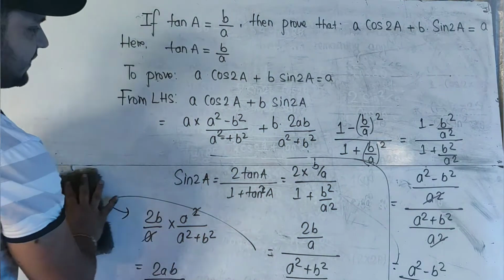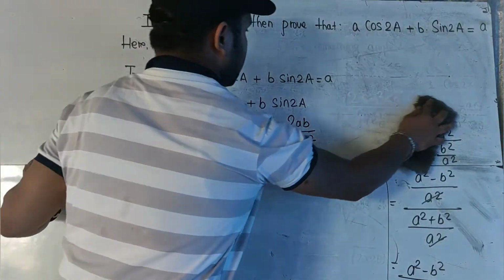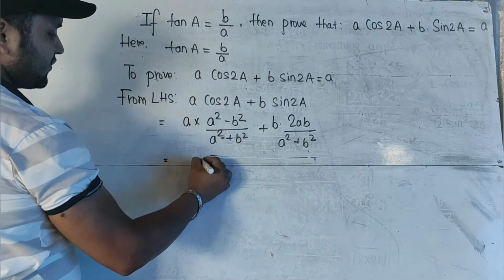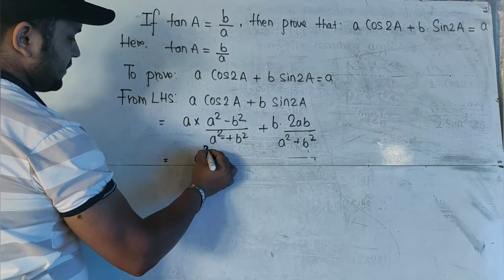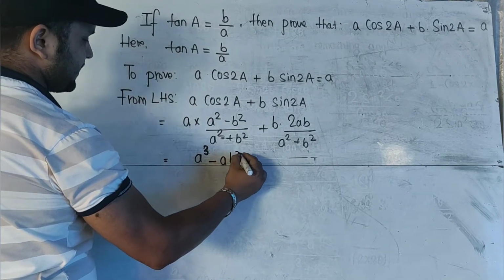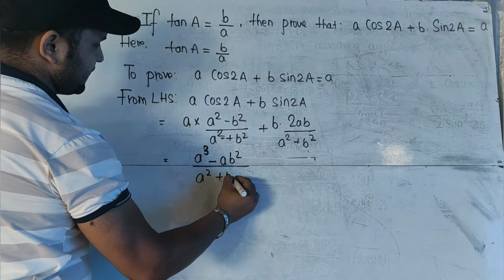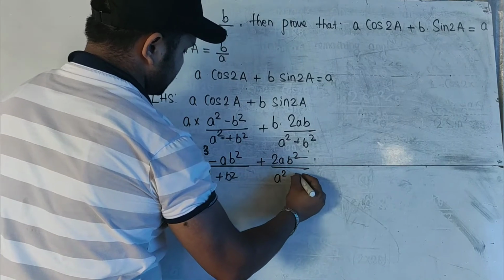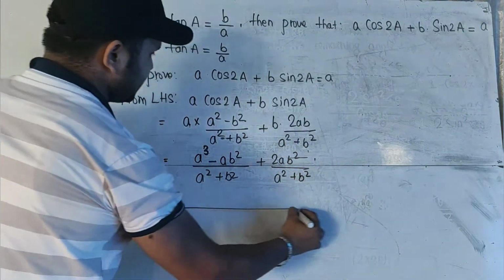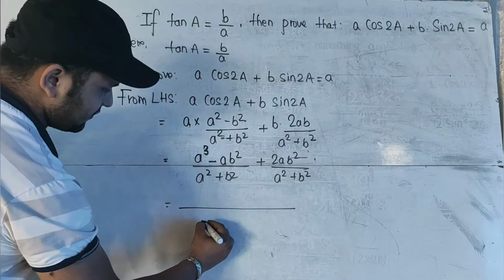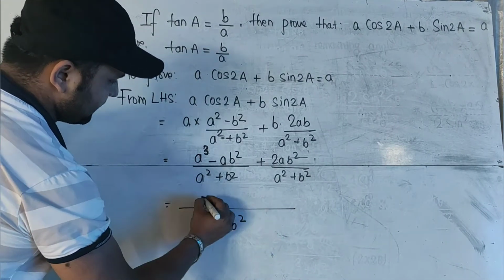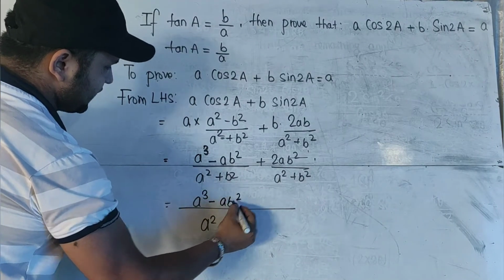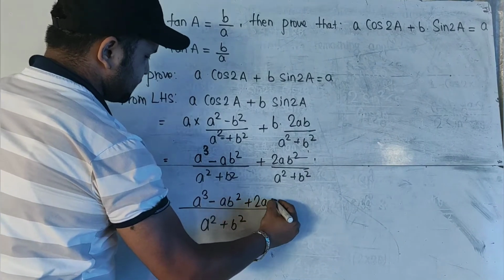So we have to simplify this and we have to get small letter a, and this will be our solution. Now a into a square gives you a cube and a into b square gives you ab square by a square plus b square. Now you will have here 2ab square divided by a square plus b square. Now we take the LCM of the denominator. When you take the LCM, we will have a square plus b square, and since the denominator and LCM are the same, the numerator will also be the same. a cube minus ab square plus 2ab square.